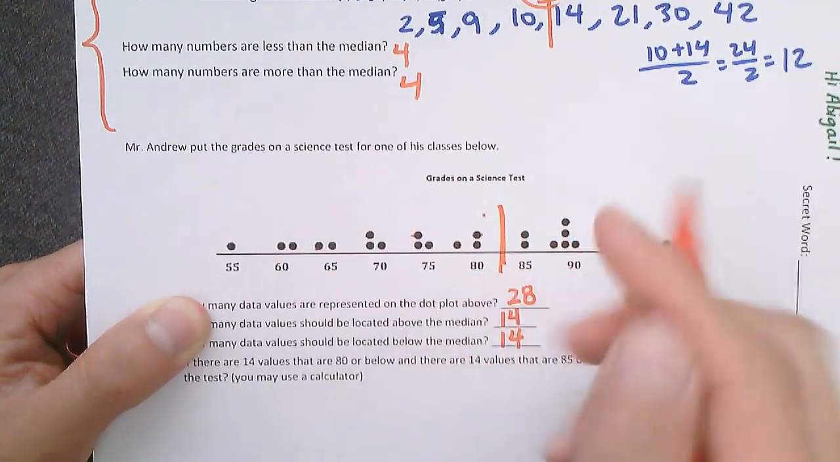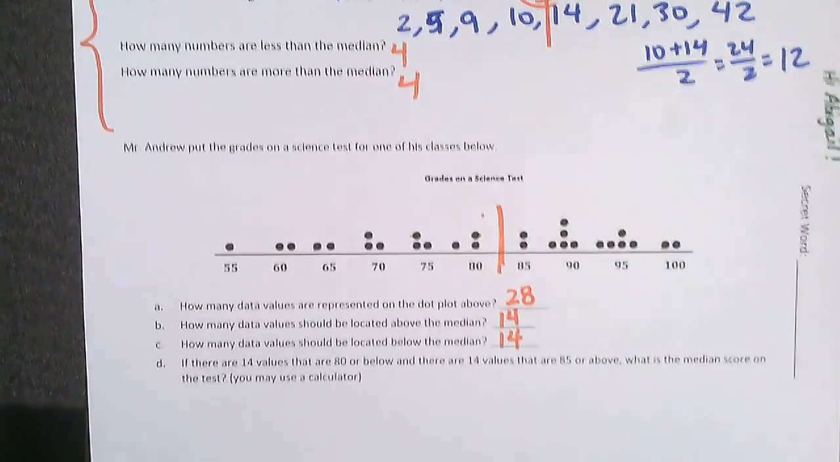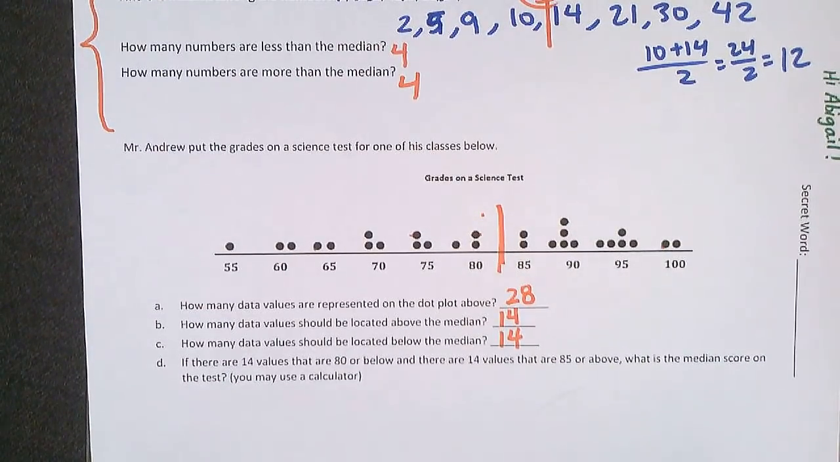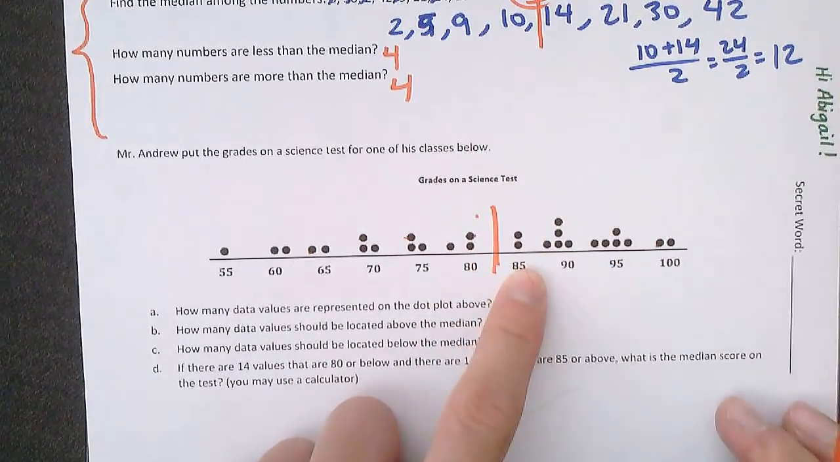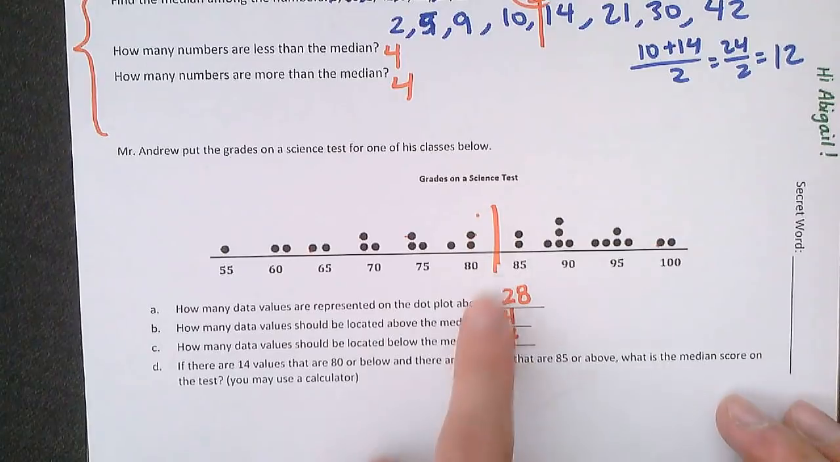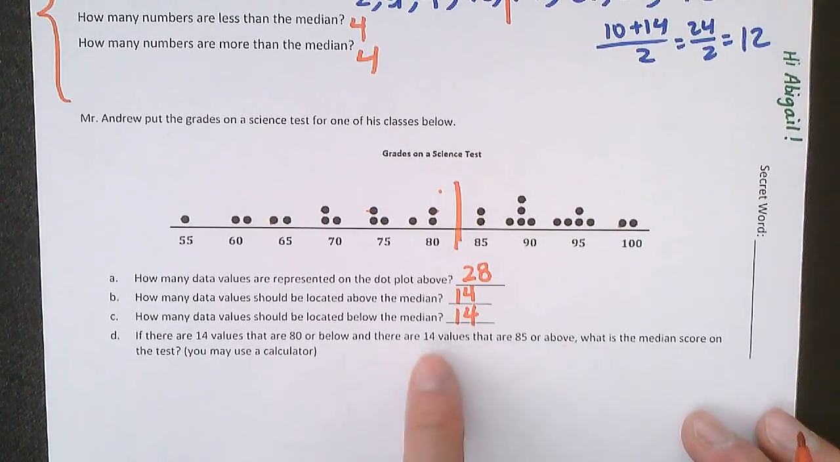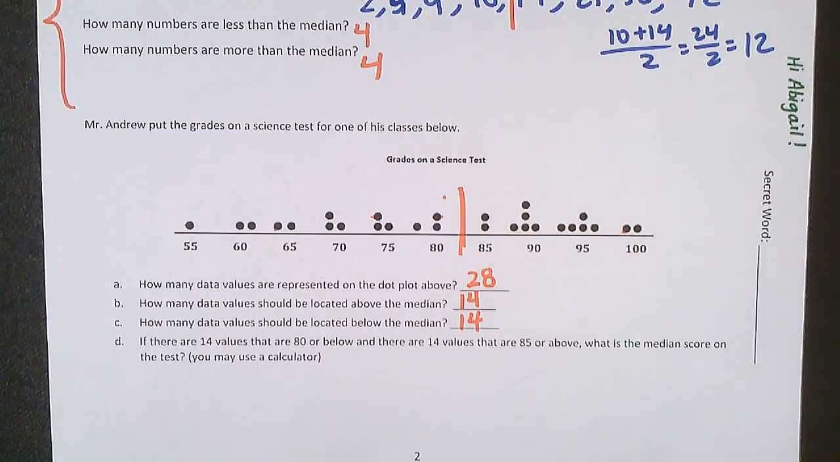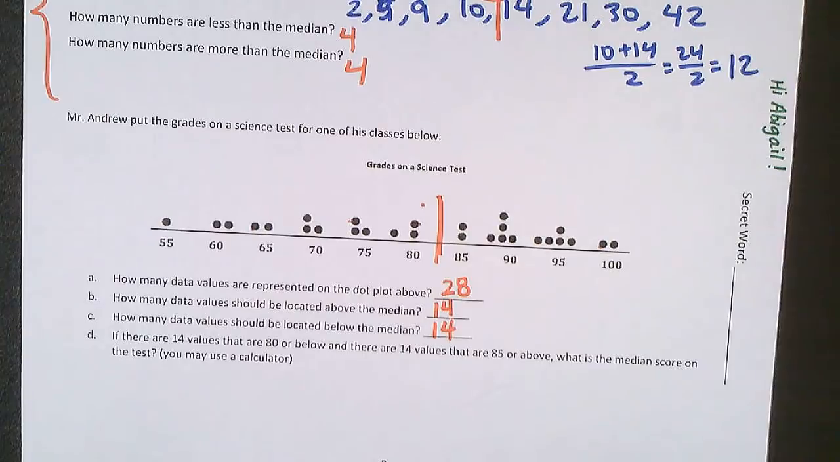So you know that the median is going to be between the 14th dot and the 15th dot. So which is between 80 and 85. So you can find the average between 80 and 85, and that's going to be your median right here. I'll let you do this last part on your own. When you are done with this part right here, you can raise your hand to get your check.